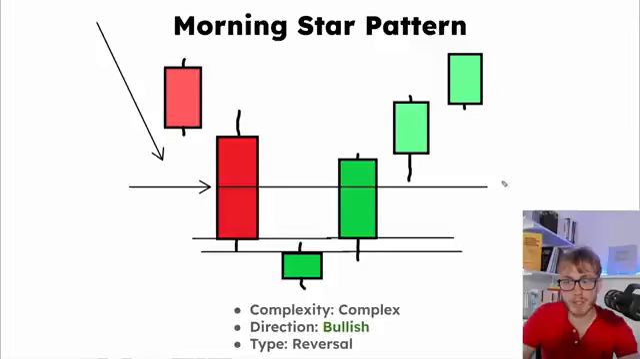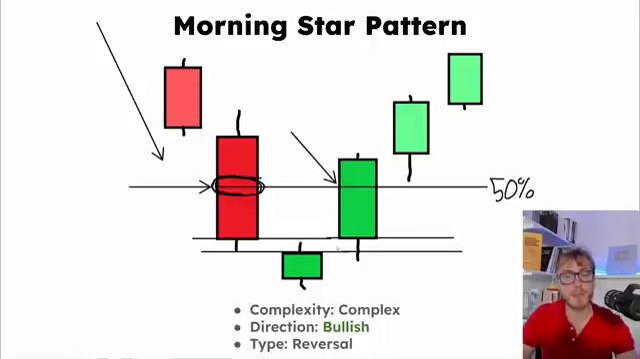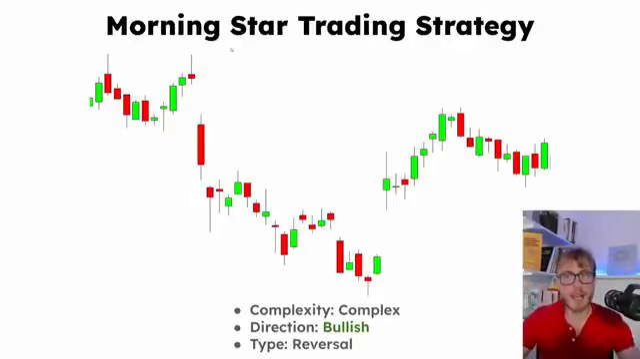And a rule you can use, if this right here is 50%, or in other words, it's in the middle of the red candle, we want the green candle to close above this mark right here. And when the green candle closes above the 50% mark, the Morningstar pattern is confirmed. Alright, so now let's take a look at the Morningstar trading strategy.